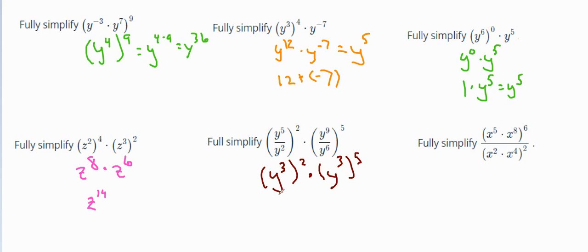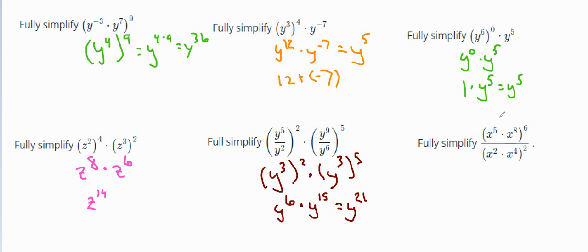So now power to a power, y to the 3rd to the 2nd power, we multiply. 3 times 2 is 6. And then y to the 3rd to the 5th power, 3 times 5 is 15. And finally, when we multiply, we add the exponents, and 6 plus 15 is 21. So our answer is y to the 21st power.